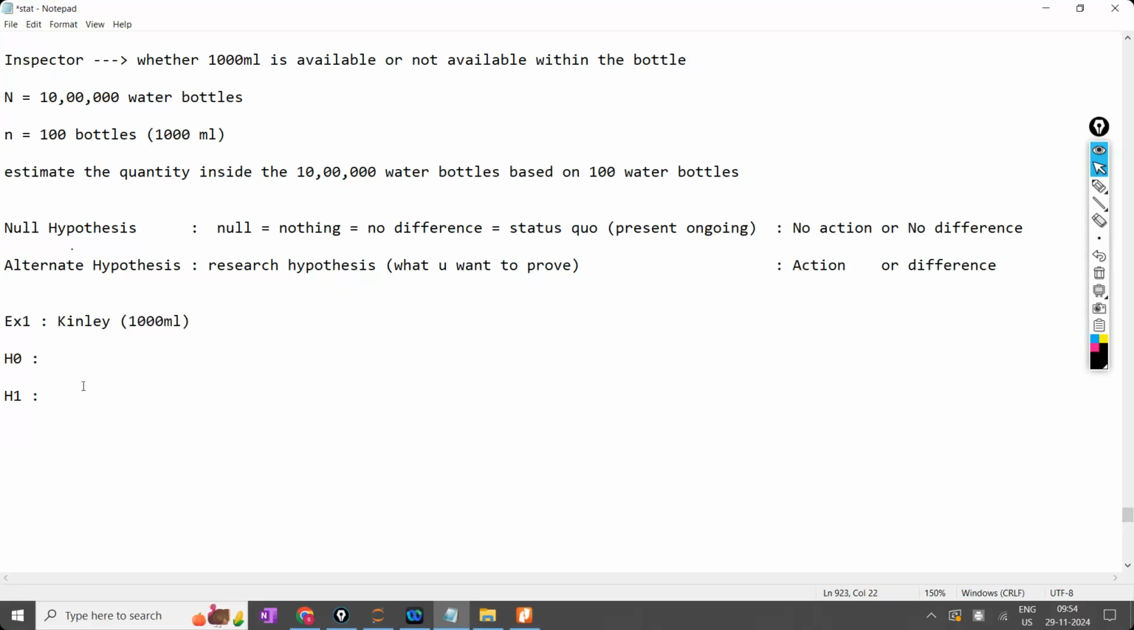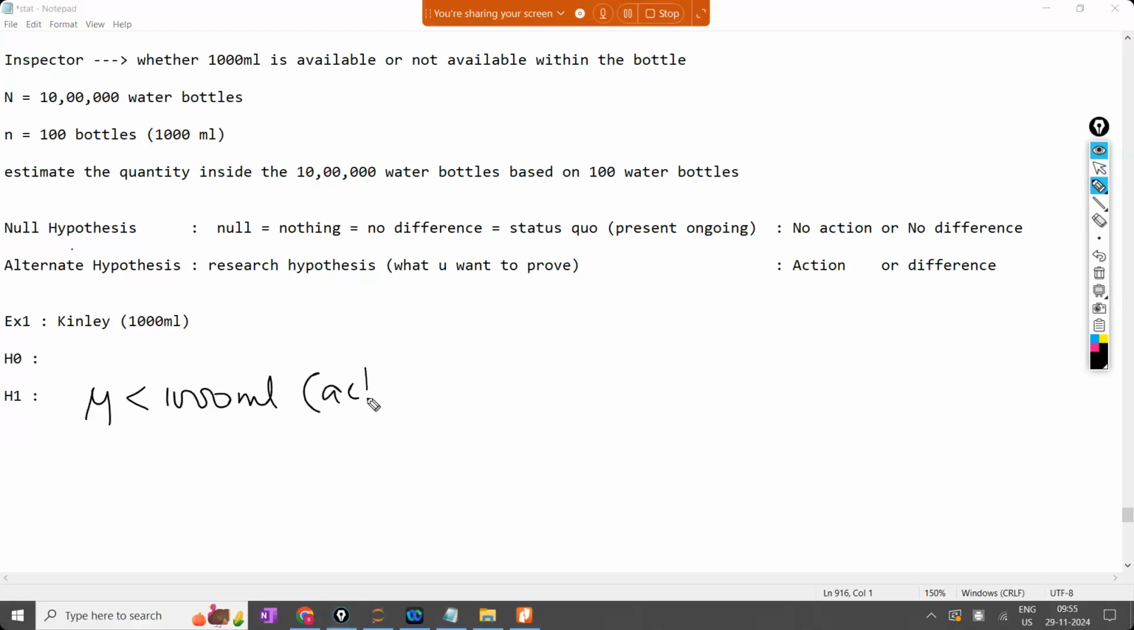You are the inspector. Now, according to you, for which one are you going to take action first? Tell me. When will you take the action? When it is less than 1000 ml. Right? That is clear now. You are not going to check a single bottle; you are going to check multiple bottles. So the mean value should be less than 1000 ml. If it is less than 1000 ml, you will take the action. When will you not take action? If it is 1000 ml, you will not take action. If it is more than that, you will also not take action.